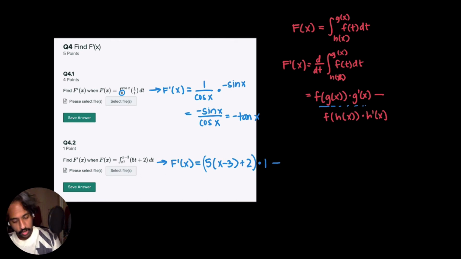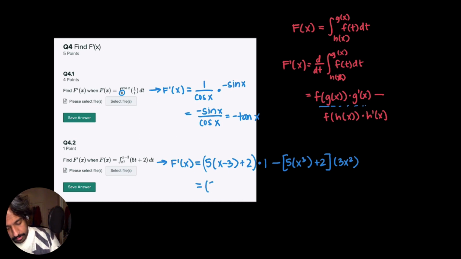And then we're going to subtract f of our second function plus 2. And that we're going to multiply by the derivative of our second function. In this case, our second function is x cubed, and the derivative of that is going to be 3x squared. All right, so let's simplify this. 5 times x minus 3 is going to be 5x minus 15 plus 2. That times 1 doesn't do anything.